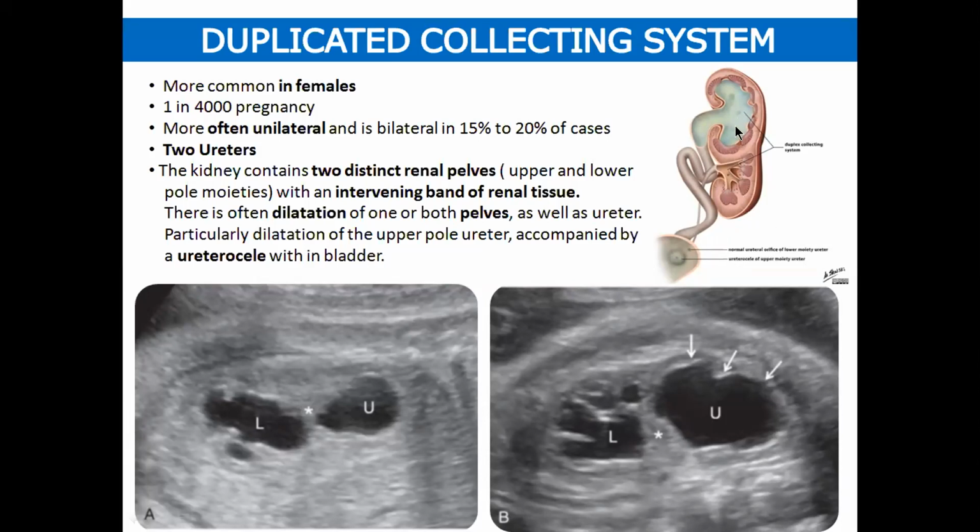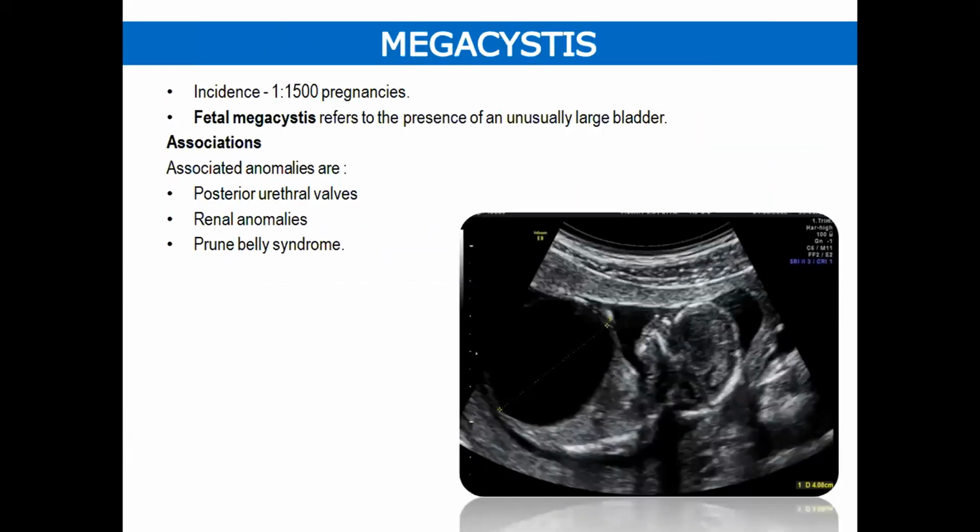The upper moiety pelvis and upper pole ureter is usually accompanied by a ureterocele, but a ureterocele may be there and may not be there. But there are other variants of the duplicate collecting system. Megacystis refers to the presence of an unusually large bladder, and it is associated with renal anomalies, posterior urethral valve, and prune belly syndrome, which we are just discussing here.